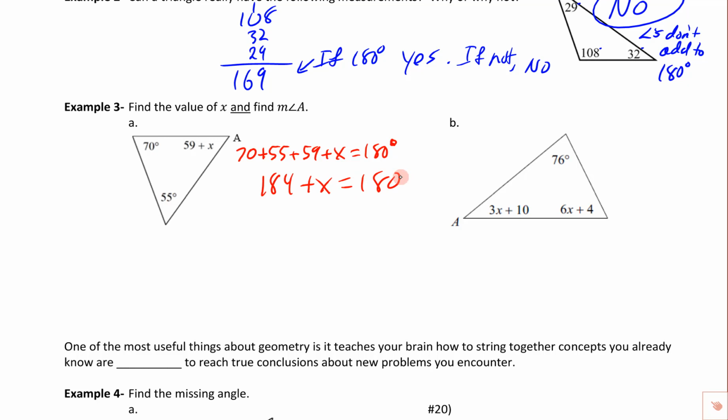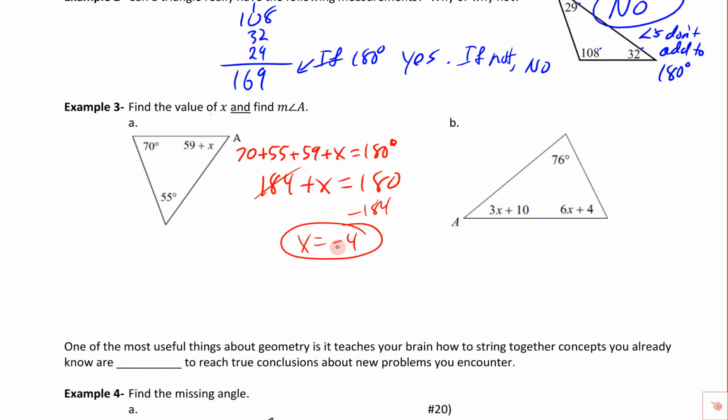Now don't look at this and panic and say, wait a minute, we've already got 184 and we're only supposed to have 180. Remember, this is an equation. All we need to do is find a number that makes the equation true. So let's go ahead and do that. We're going to subtract the 184 from both sides. Certainly don't need a calculator to do that. We get -4. This is the answer. The answer to the x question is x is -4.